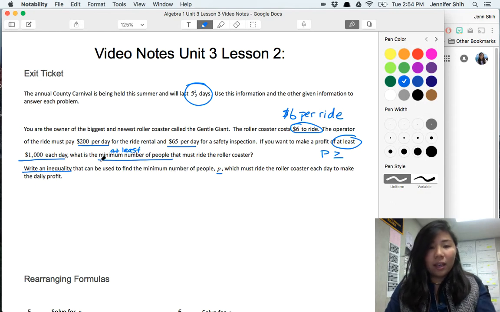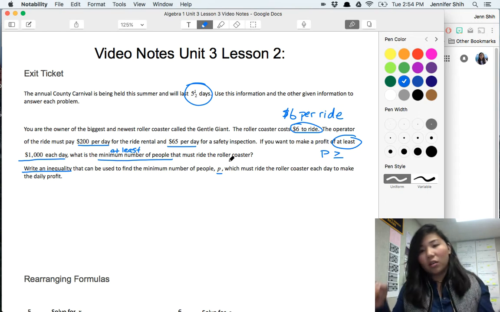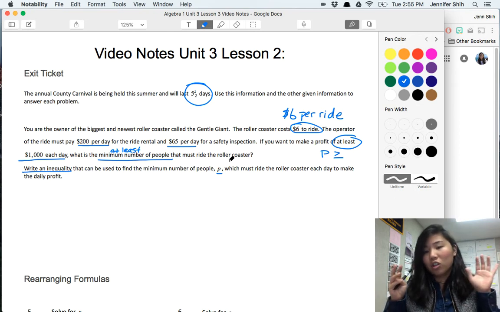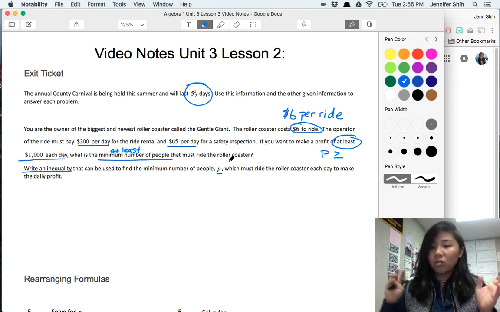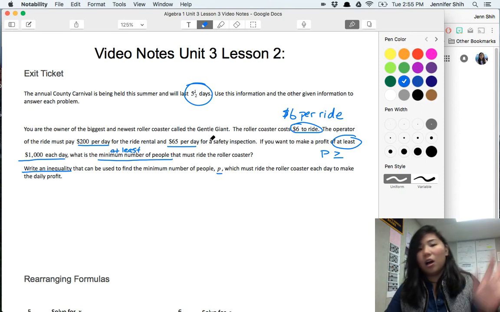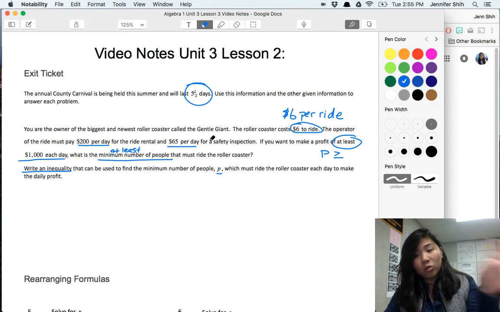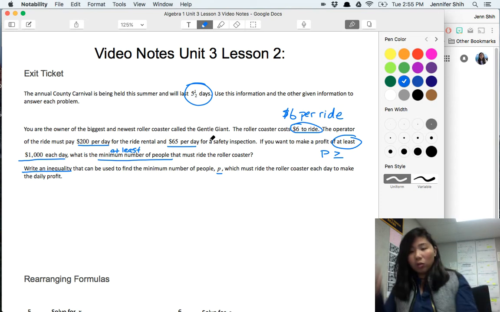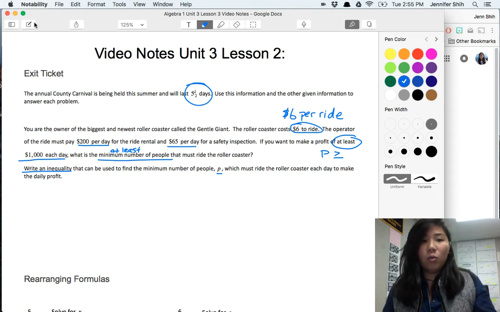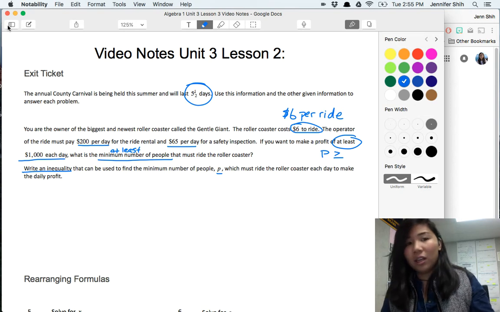Okay, and then you have to figure out the minimum number of people that must ride the roller coaster. And so there are different things going on. We're either figuring out how much it costs to maintain this roller coaster or how much it costs for people to ride the roller coaster. But this is my first go around at reading the problem. I'm going to look at the problem more closely when I fill out my problem-solving thinking guide.